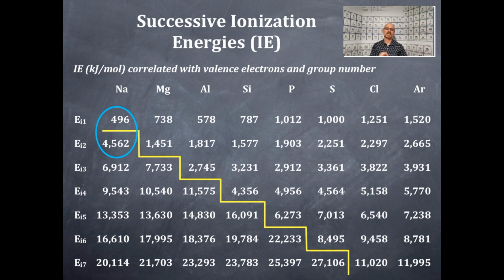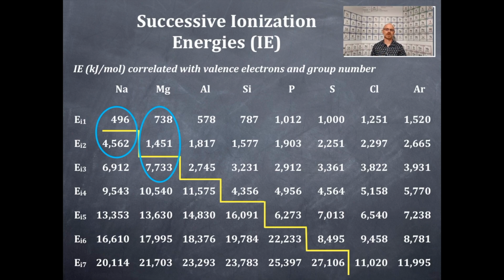So the next electron to be removed, that is the second ionization energy, there's an enormous jump here, and that is 4,562 kilojoules per mole. So you should see that removing a valence electron is very easy. Core electrons are nearly impossible to do. So let's take a look at the next one here, which is magnesium.